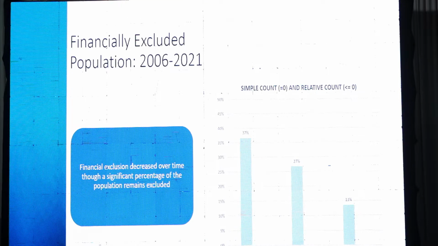The first one is a simple count indicator, whereby we simply consider the number of products used. And when we consider a score of 0, we see that based on our calculation in 2021, 13% of the population still has no product whatsoever.